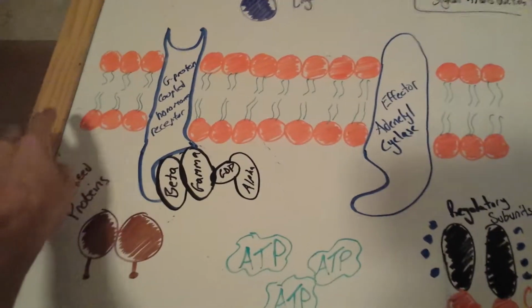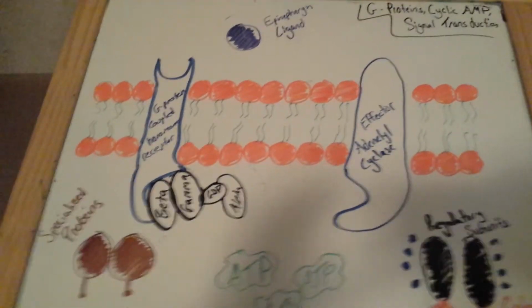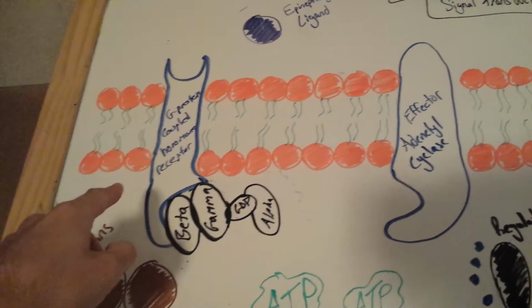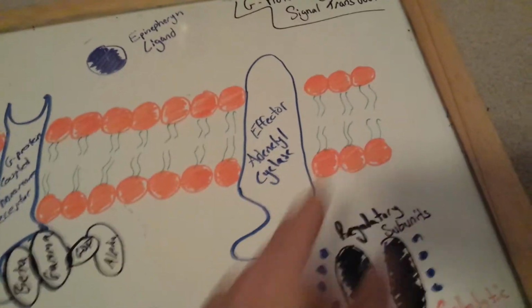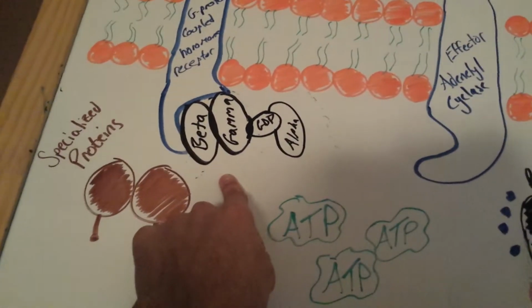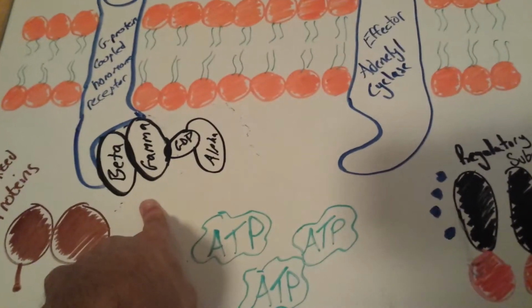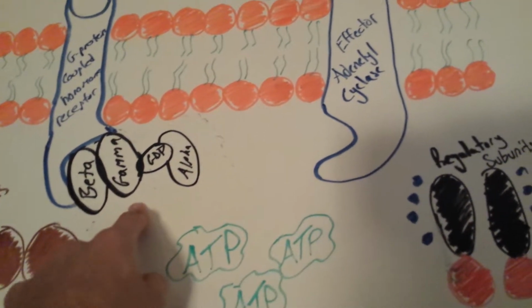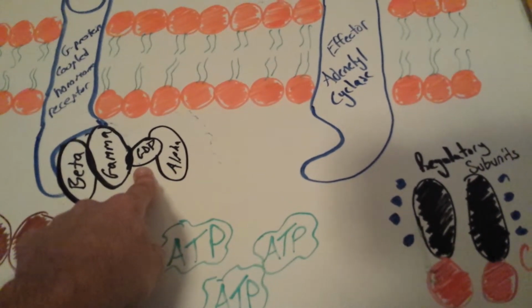So we have our phospholipid bilayer membrane. This is the cell. We have our ligand, epinephrine. We have our G protein coupled hormone receptor, our effector, which is adenylyl cyclase. We have our heterotrimeric protein, which consists of 3 different subunits: alpha, beta, gamma, and we'll get into the GDP in a second. That's with the alpha subunit though.